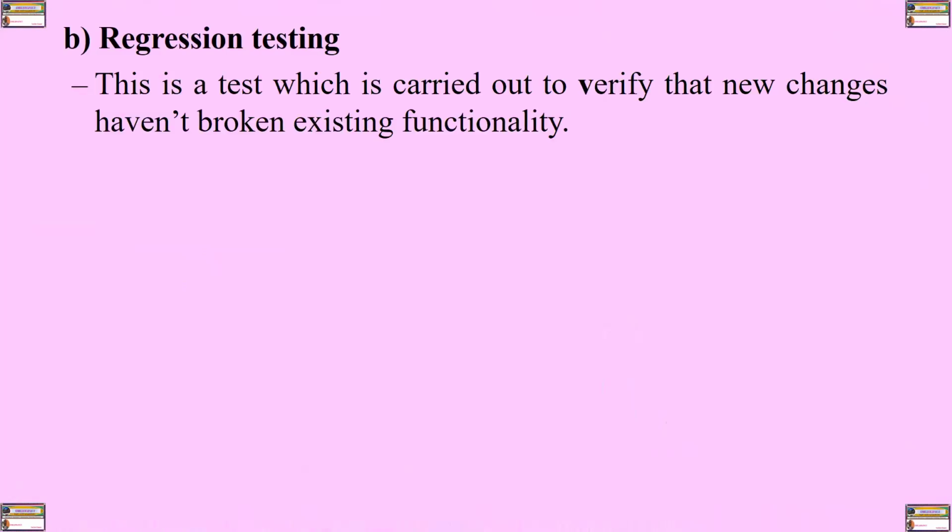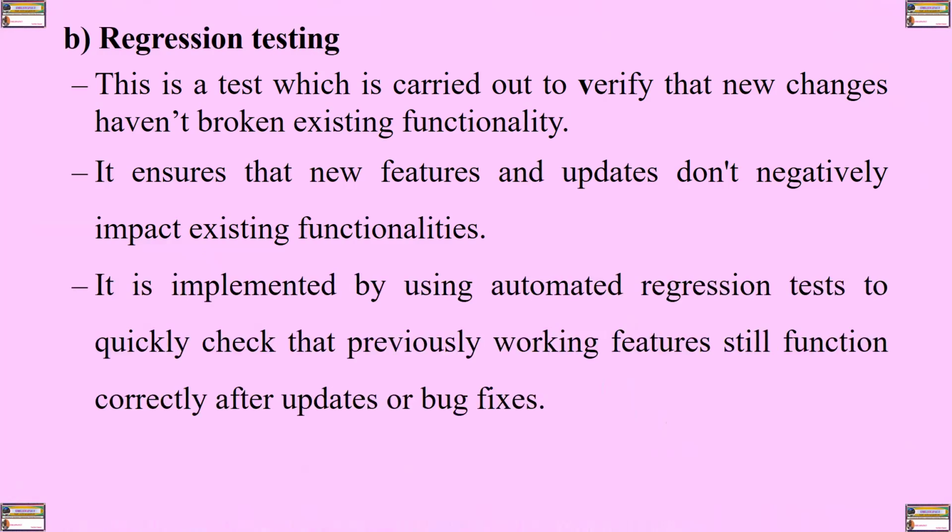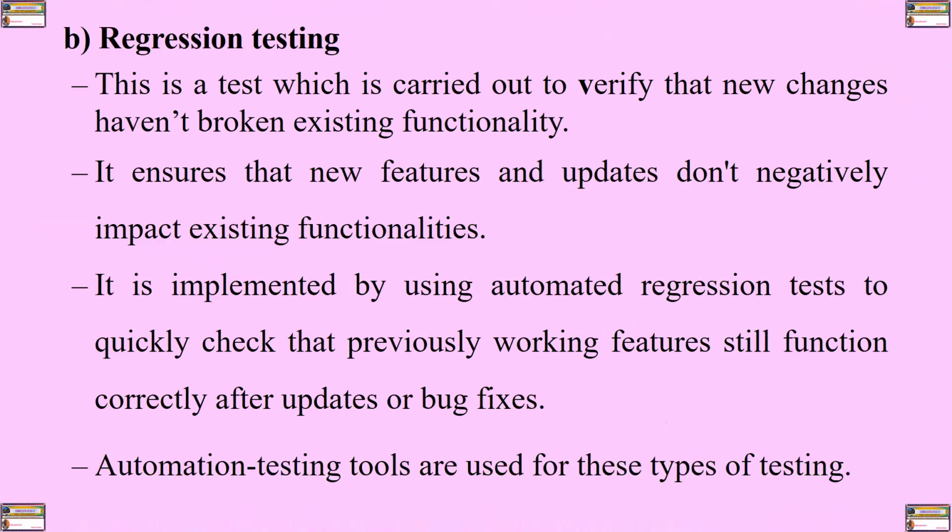The second one is regression testing. This is a test which is carried out to verify that the new changes haven't broken existing functionality. It ensures that new features and updates don't negatively impact existing functionalities. It is implemented by using automated regression tests to quickly check that previously working features still function correctly after updates or bug fixes. Automation testing tools are used for these types of testing.